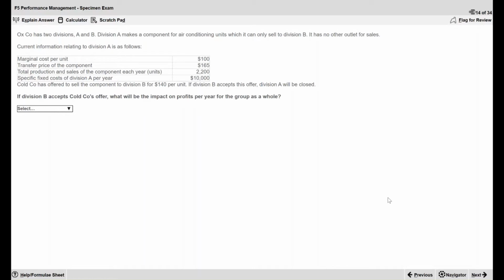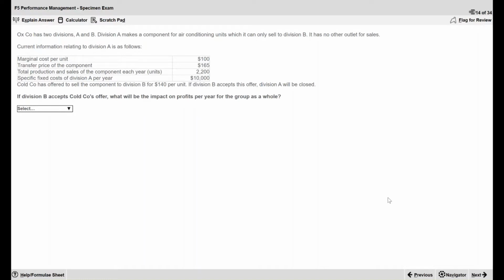Current information relating to division A is as follows. We have marginal cost per unit 100, transfer price of the component, which is 165, total production and sales of the component each year are 2200, specific fixed cost of division A per year, which means that if we don't have division A, this cost would be saved. Normally, remember, as I said, fixed costs are not relevant, but in this case, they're relevant. So we have specific cost of division A per year, 10,000. Colco has offered to sell the component to division B for 140 per unit. If division B accepts the offer, division A will be closed.